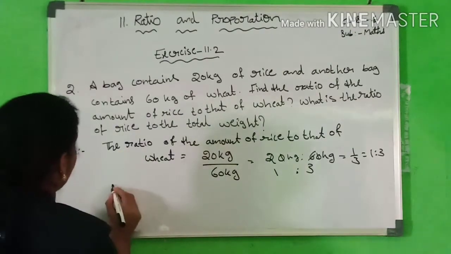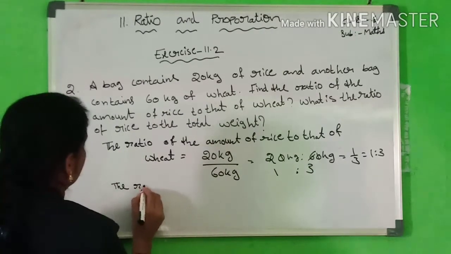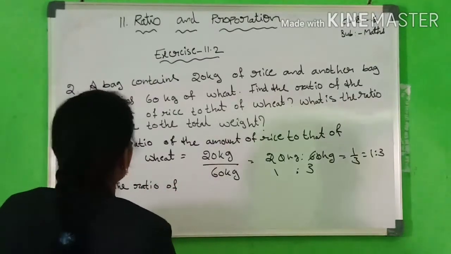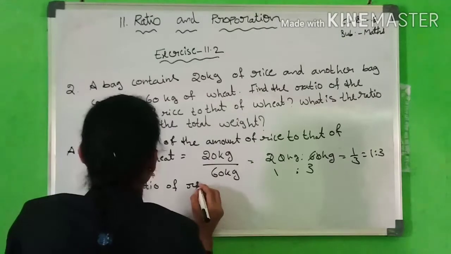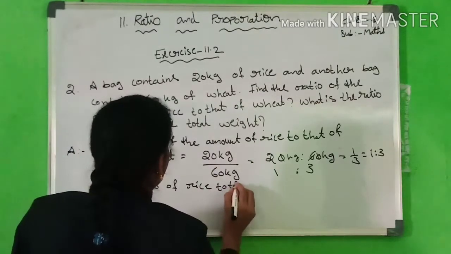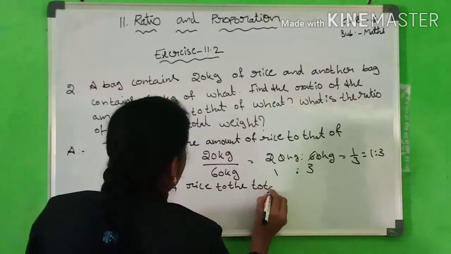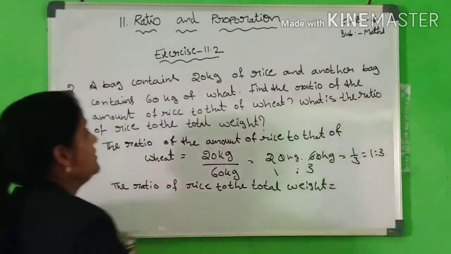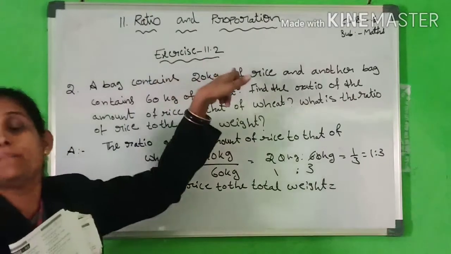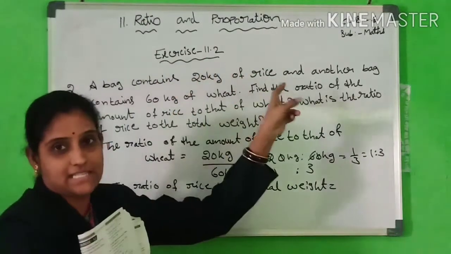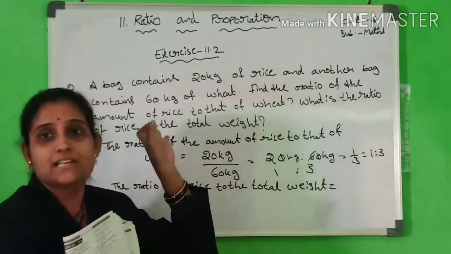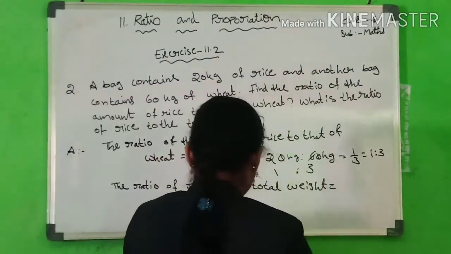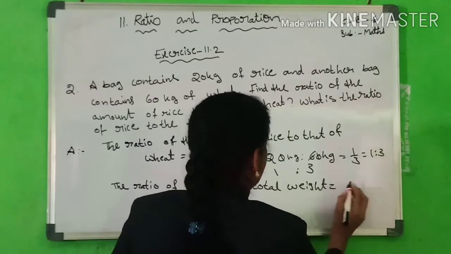The ratio of rice to the total weight. Total weight means, what is the total here? How many bags are there here? 20 kgs rice and 60 kgs wheat bags. Now, you have to first of all count it. What is the total weight?